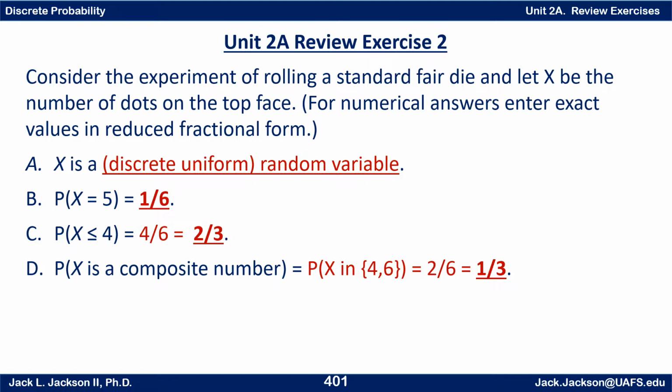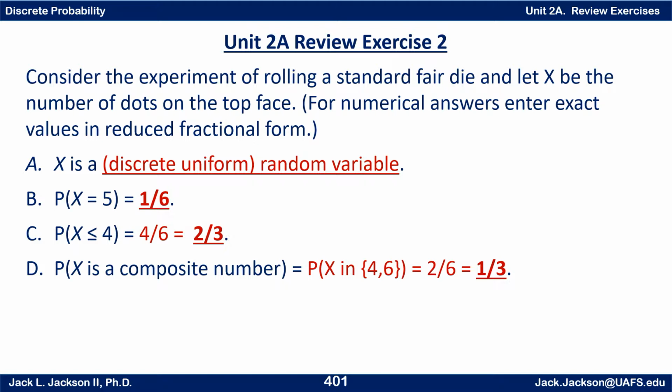The probability that X is less than or equal to 4 means the probability that you'll roll something up to 4. So that would be the numbers 1, 2, 3, 4. There are 4 of those and 6 total. So the probability is 4/6, which reduces to 2/3.